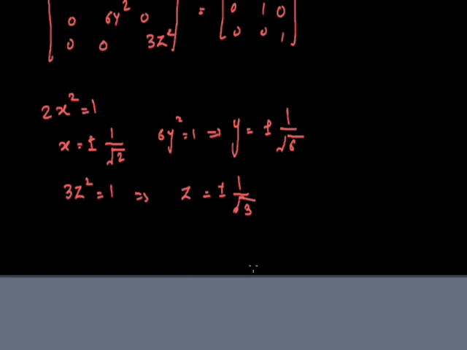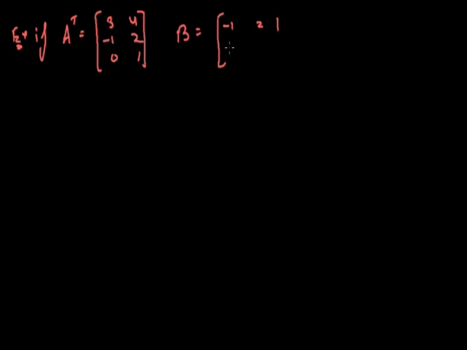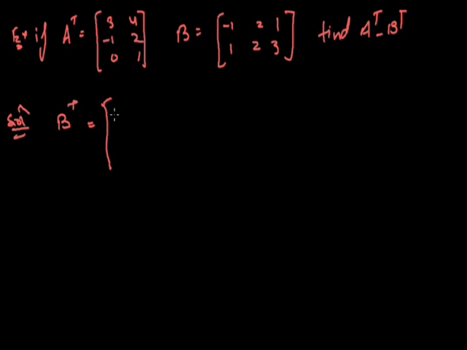Now let's take the next example. If A transpose is equal to [3, 4; -1, 2; 0, 1] and B is equal to [-1, 2, 1; 1, 2, 3], find A transpose minus B transpose. Now the A transpose is given in the question, so first of all find the B transpose. So B transpose is [-1, 2, 1; 1, 2, 3].